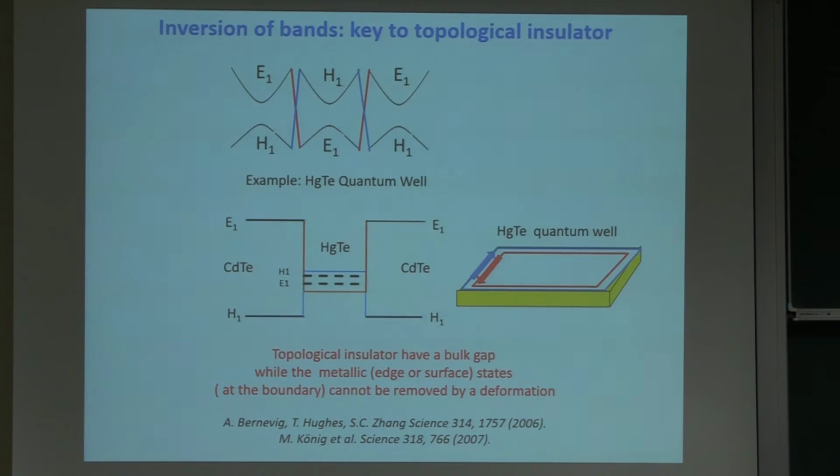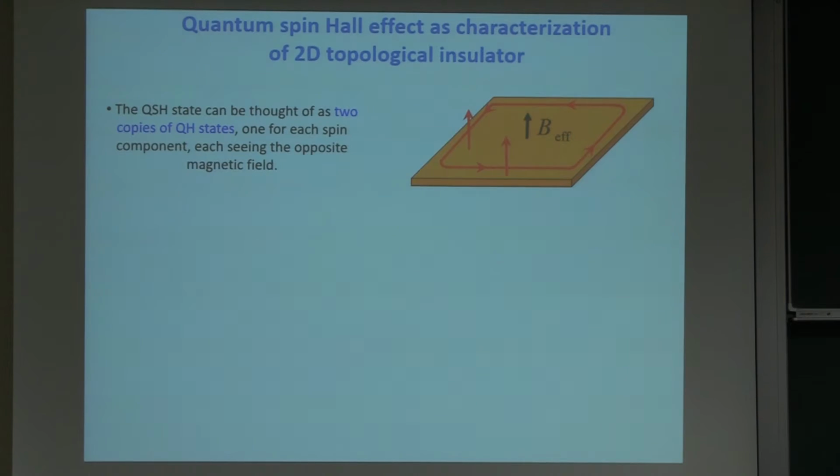is that if I now take this material and put it in respect to the vacuum, I will have nice gapless states forming at the boundary. As we know very well, these edge states forming at the boundary are spin polarized and they are helical. That means that the direction of the motion of the electron is related with the spin polarization. So indeed, the topological insulator has a bulk gap, while at the edge or at the surface one has the edge states or surface states which cannot be removed by deformation.